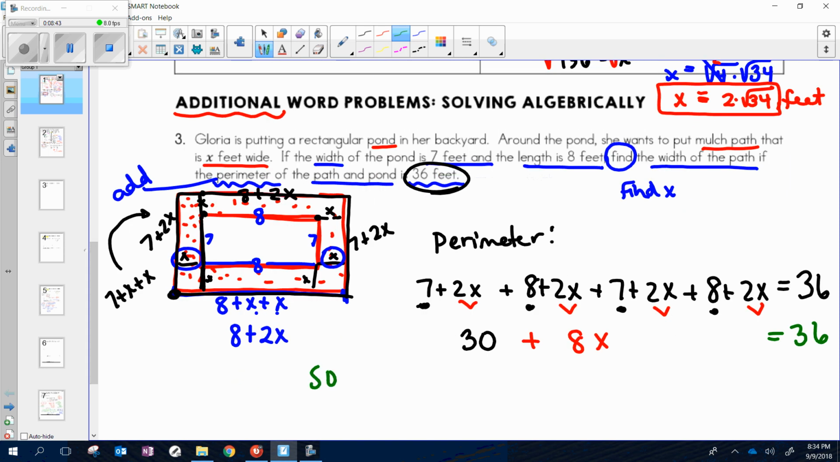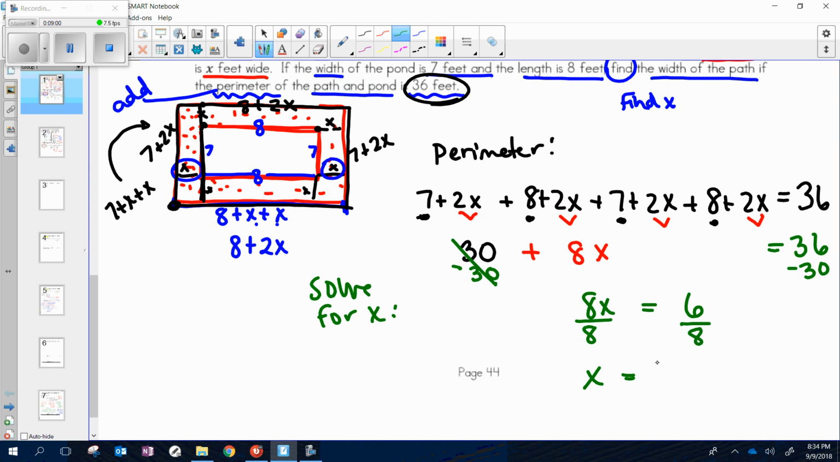I have to solve now for X. I'm going to subtract the 30. I'm trying to get the X alone. I have 8X equals 6. Divide away the 8. And I get X equals 3/4 feet. Or it's a rational number, fractional or decimal will be fine. 0.75 feet. That's how wide the pathway would be. So that's how far off the pool, the garden, you would be.